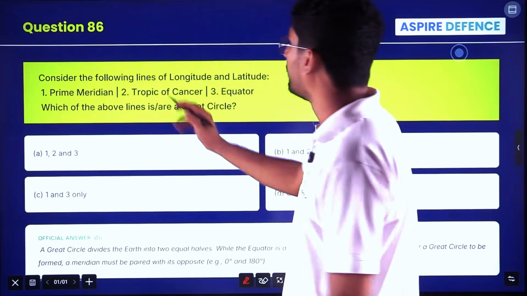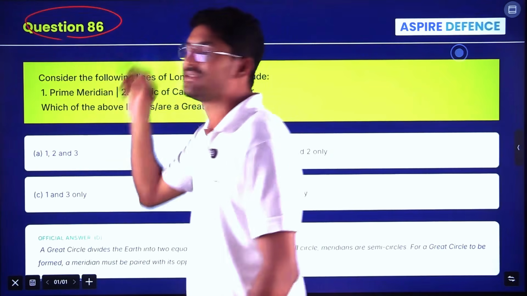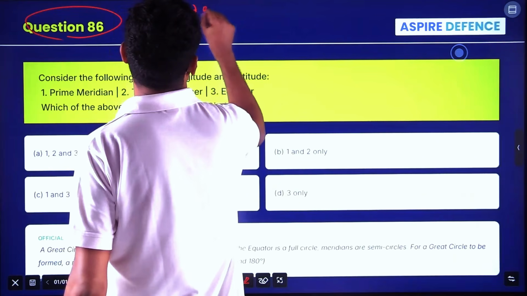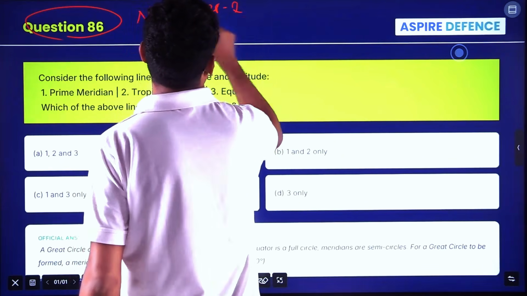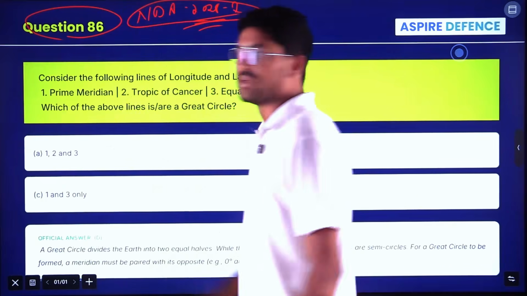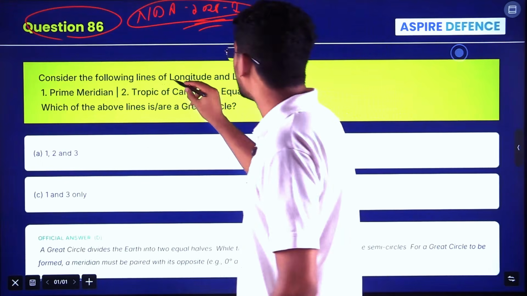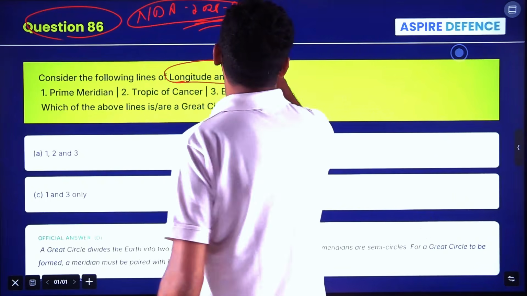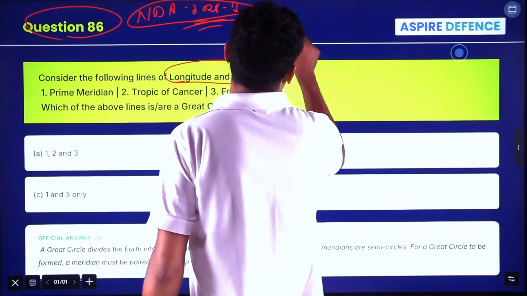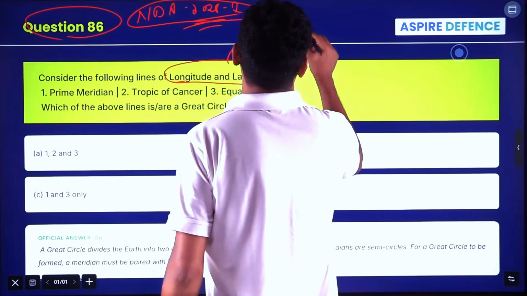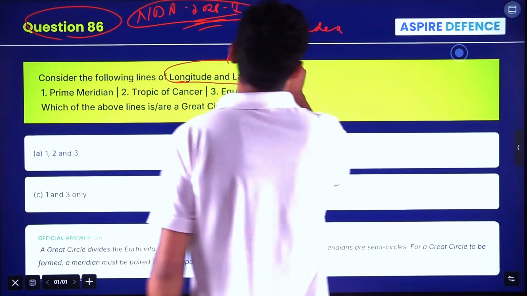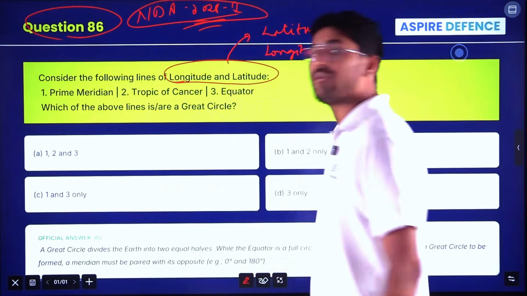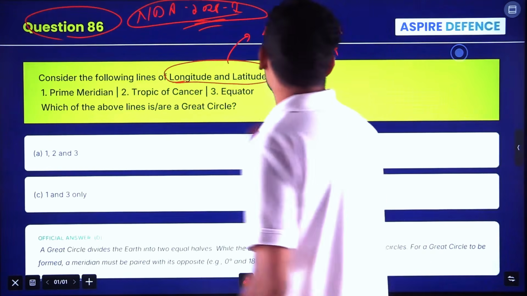Chalo, we'll begin. First question, question number 86 in Set A. This is NDA 2025 first phase of the examination. Consider the following lines of longitude and latitude. So the important theme is latitudes and longitudes. You have to know the important lines of latitudes and lines of longitudes.